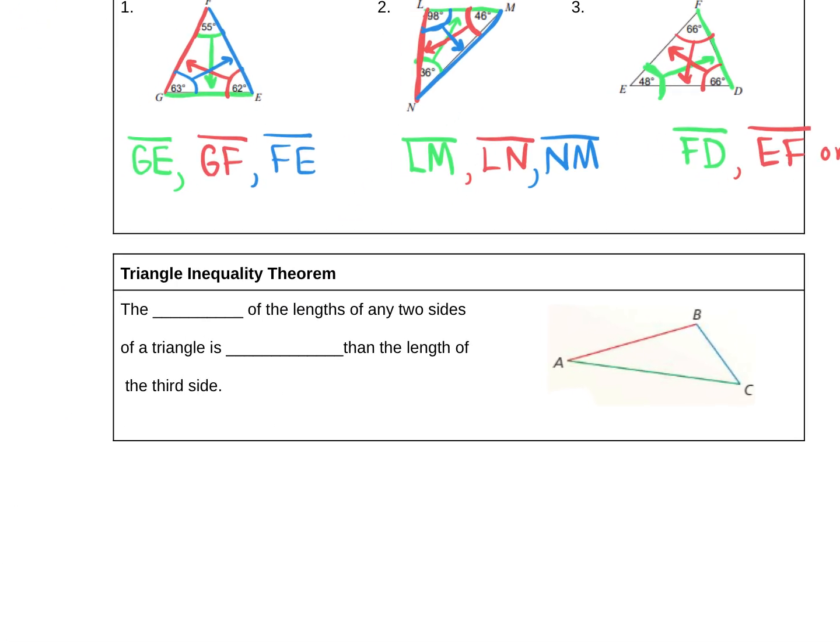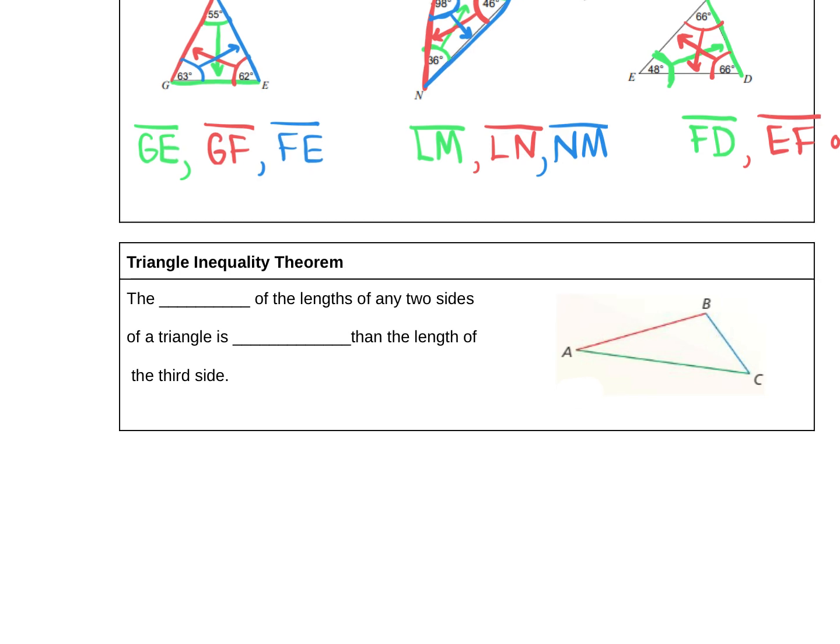Okay, so finally, we're going to learn about a way to check if you can make a triangle. The theorem that's going to check if we have a possible triangle is called the triangle inequality theorem.